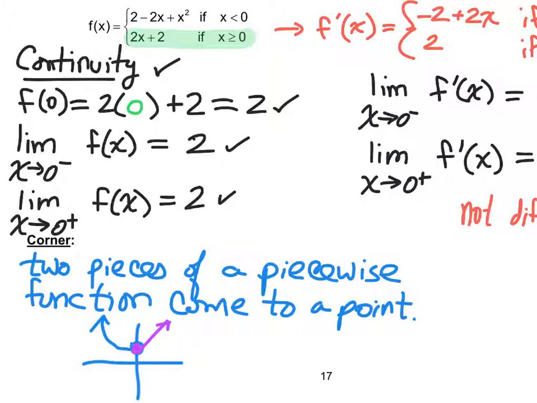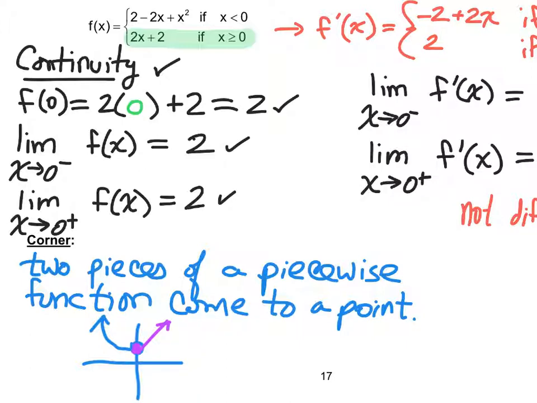If it were just a smooth transition from one to the other, then that would be fine. For example, if the other piece of the function ended up being 2 plus 2x, that would have worked, because then the slopes would be the same. It would be a smoother transition from one to the other.